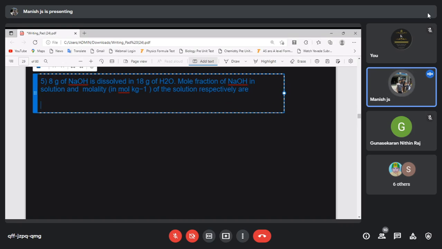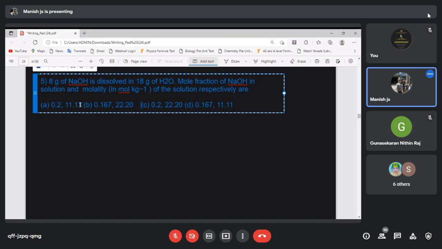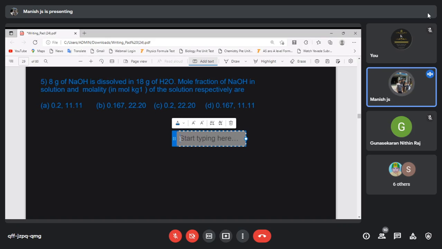I give you the options. So try, whoever wants to try, you can try it. This is also based on the concept of mole fraction. I have given the formulas, so if you remember, you can proceed and do it. These are the options. Two values are given in the options, the mole fractions for sodium hydroxide and the molarity also is given. You need to find out both.